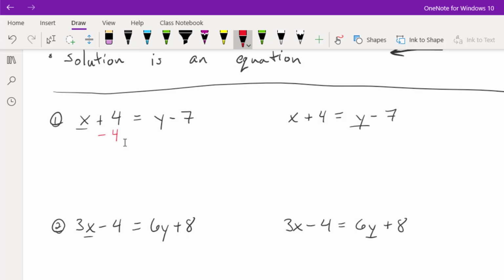Since I did it on this side, I need to do it on the other side. Then we rewrite. Notice that I put the minus 4 under the number because these are like terms, and it makes it easier when we're putting things together. So here we would have x, and 4 minus 4 is 0, so then nothing. The y comes down, and negative 7 and negative 4 is negative 11. That's our answer: x equals y minus 11. Now you try it, same equation, but now solve for y. Go and pause the video and do it.